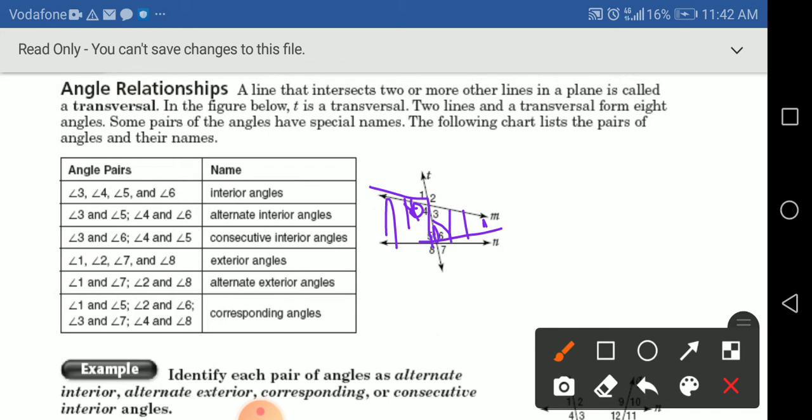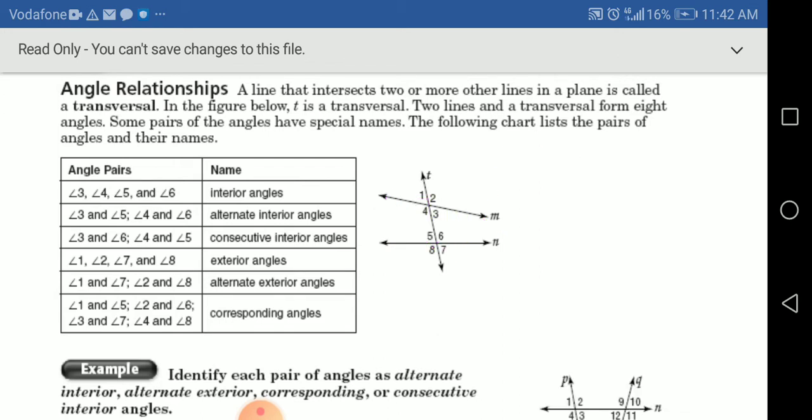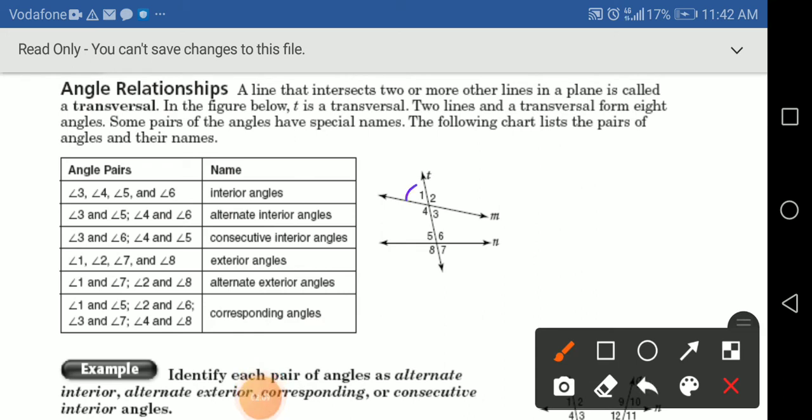What about the exterior, outside the two lines? For example, the alternate exterior angles are 1 and 7. Why exterior? Let's draw this together. This is exterior, here up and here down, exterior. They are outside the two lines. So this is called exterior.